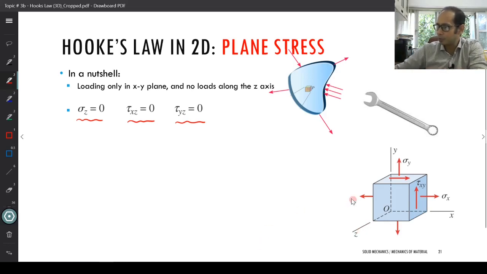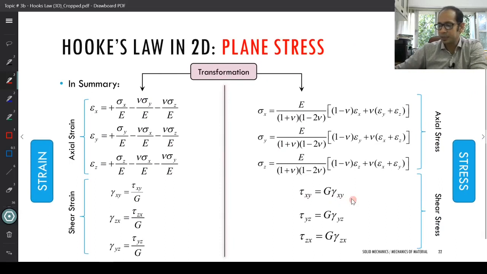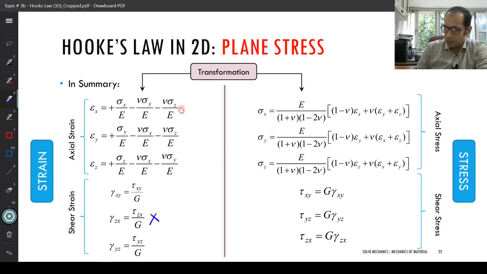In the generalized formulation that is there, this was the generalized form of what we had. So now that we do not have the sigma z, the tau yz and the tau xz, as you can tell automatically, this particular element is going to vanish, because your tau xz equals 0, your tau yz equals 0. So this is also going to vanish, right?